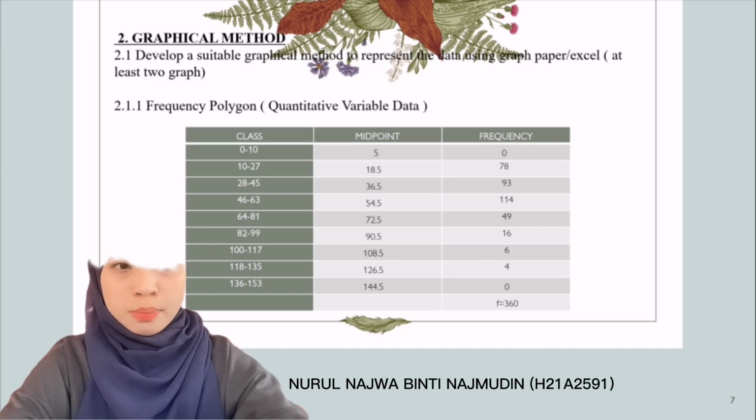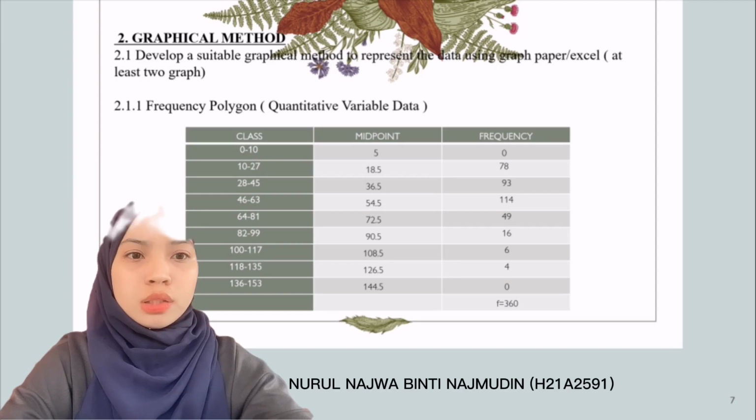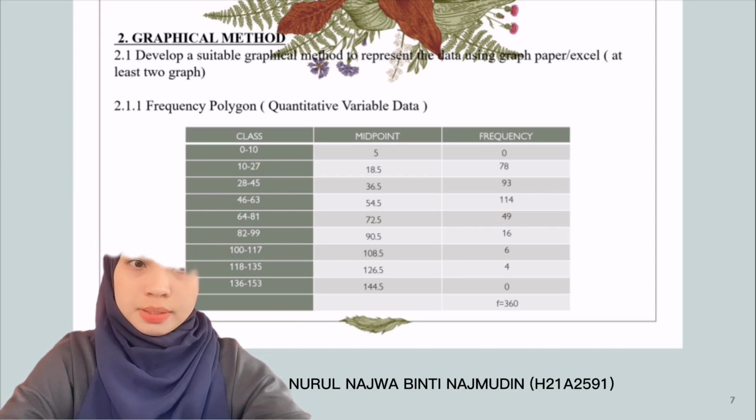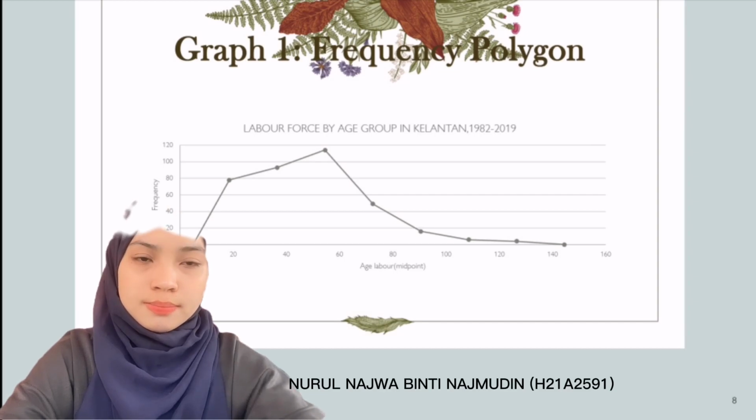The graphs are suitable for quantitative variable data, so we choose them in our assignment. A frequency polygon is a line graph that emphasizes the continuous change in frequencies.